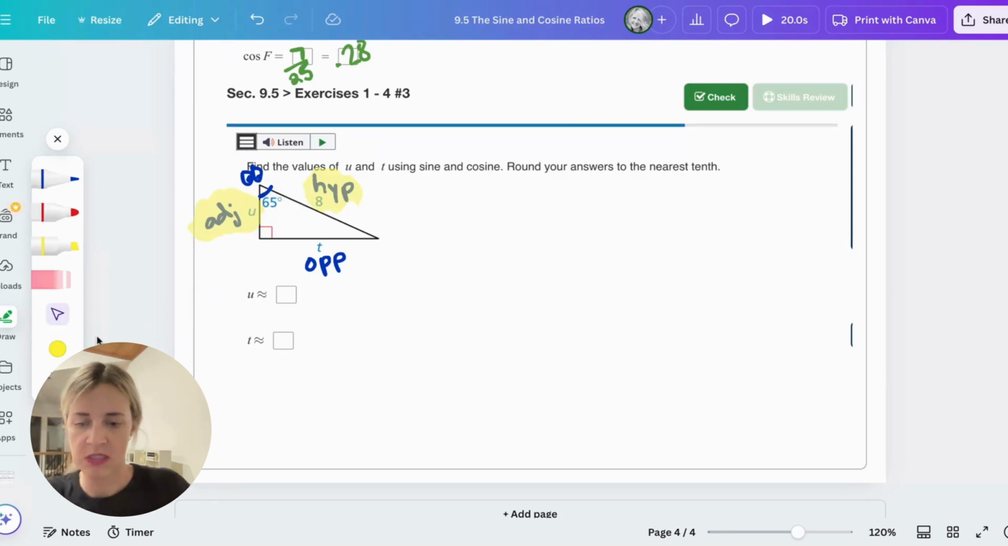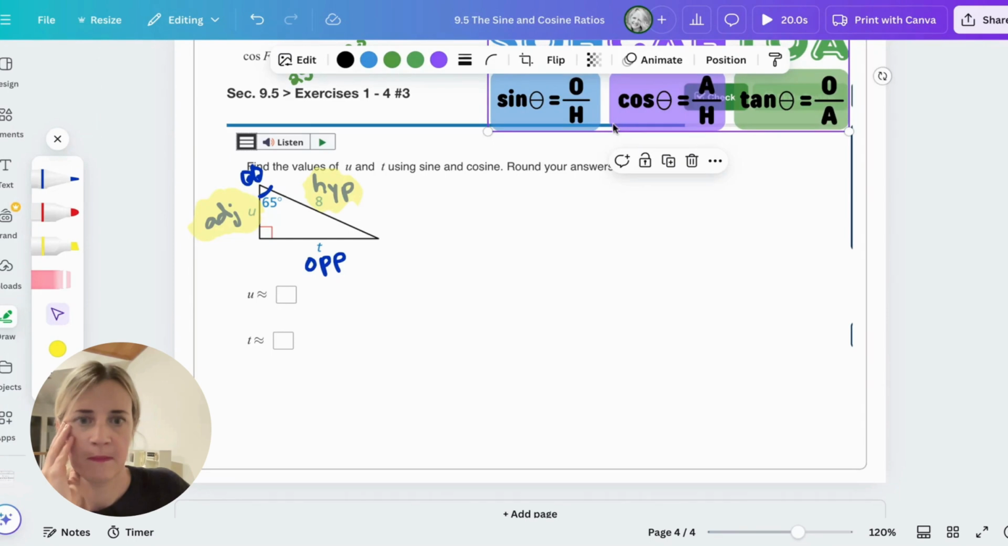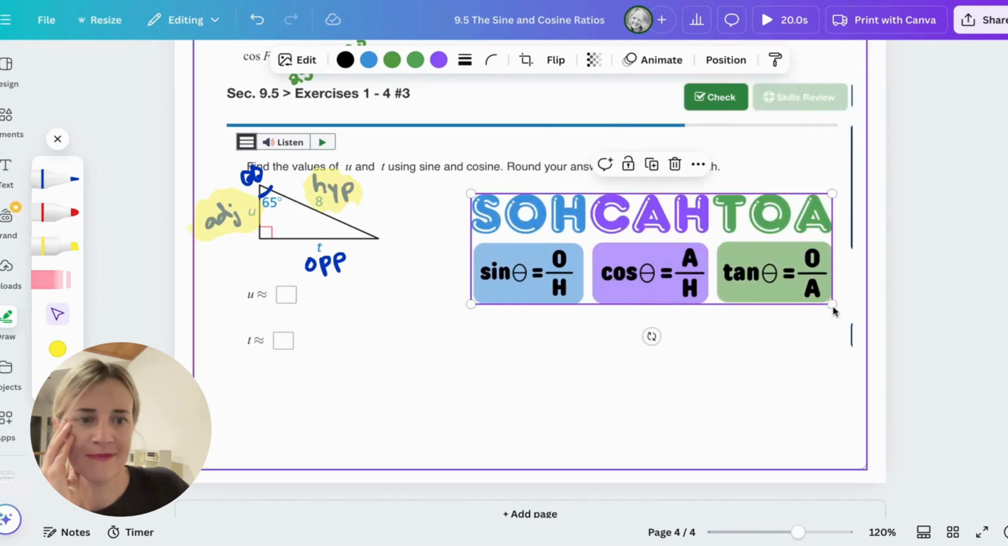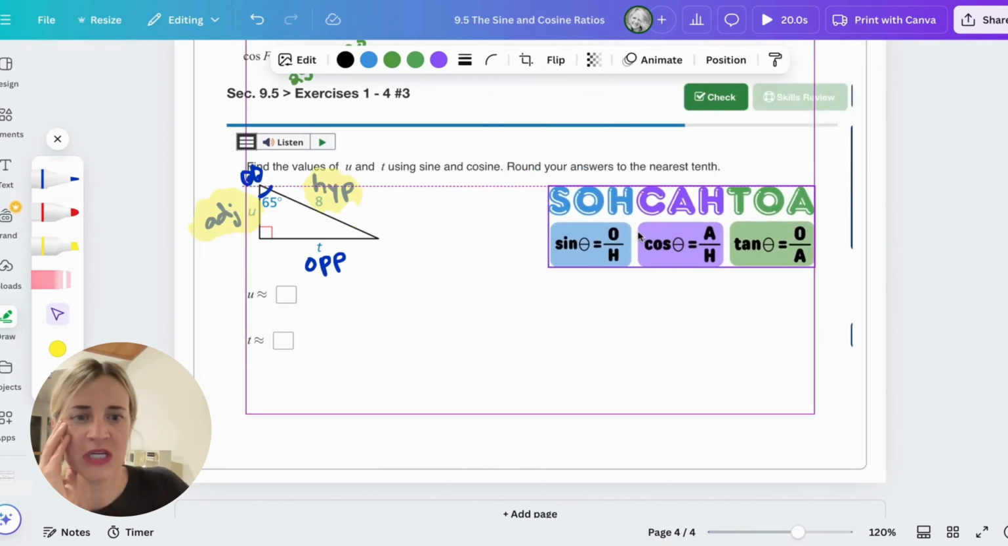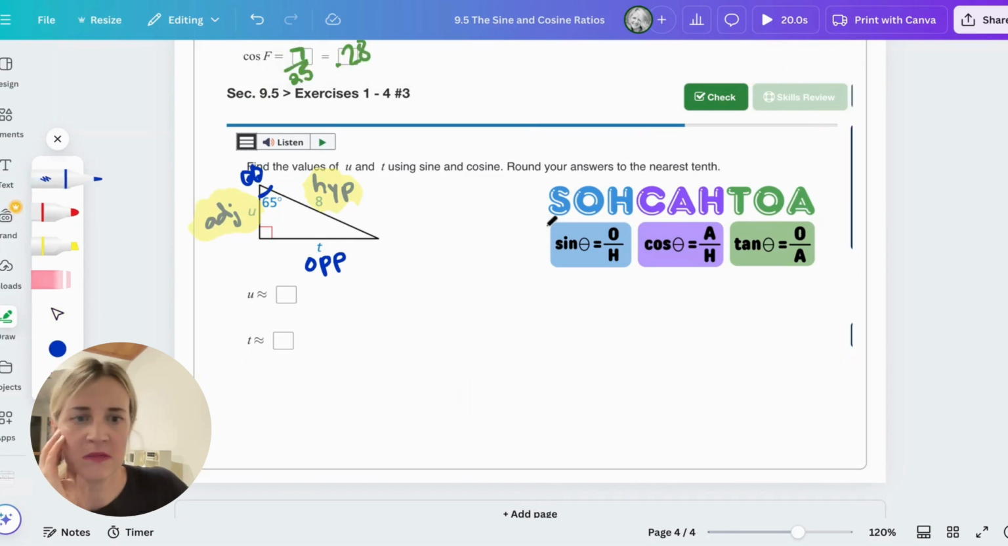So which trig ratio deals with adjacent and hypotenuse? Adjacent, hypotenuse, cosine. Okay. I also think sometimes we don't care about the opposite. So which one has to do with opposite? These ones. So we don't care about those. We want adjacent and hypotenuse. So cosine. So that's your next step, is to write the equation.